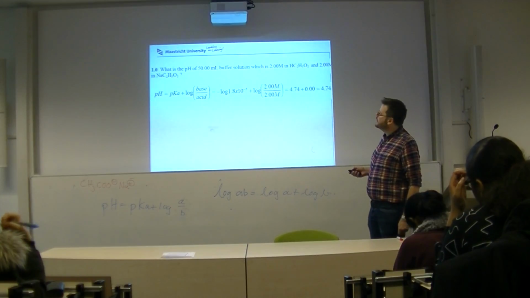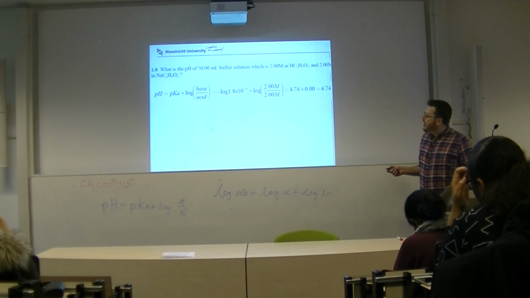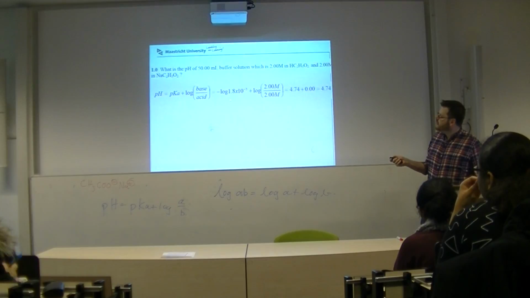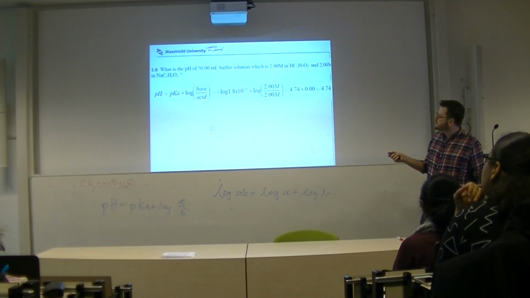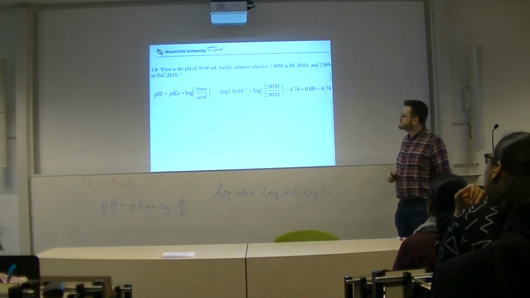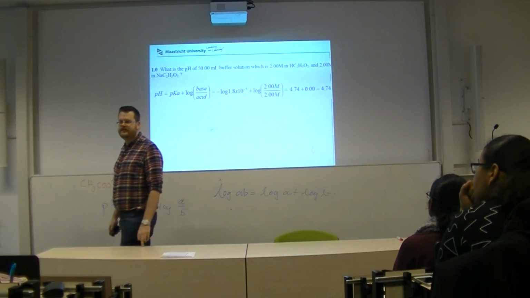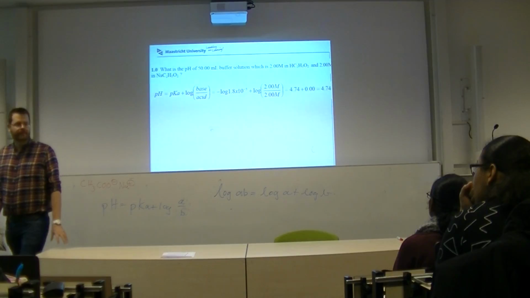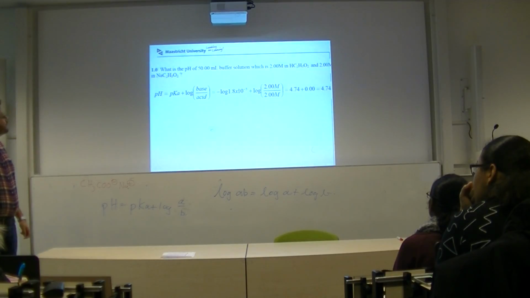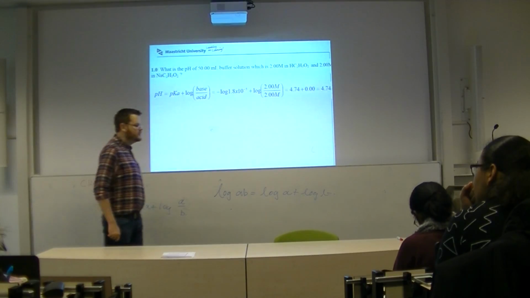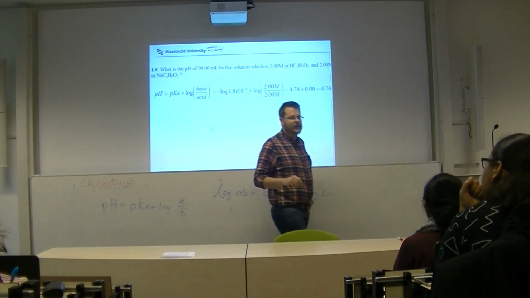So very simply, here's the math. You end up with log 2 over 2. So in fact, you end up with negative log 1.8 times 10 to the minus 5, which is 4.74. So that's the pH of this buffer system. Okay, does everyone follow? All right, does everyone follow? It's simply a matter of plugging in the values into the Henderson-Hasselbalch equation.